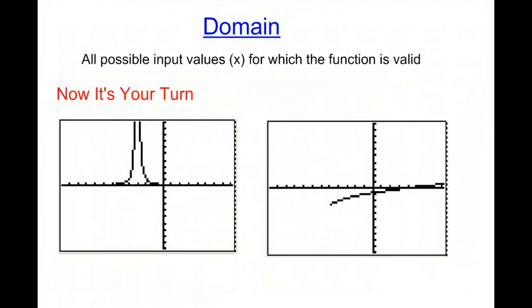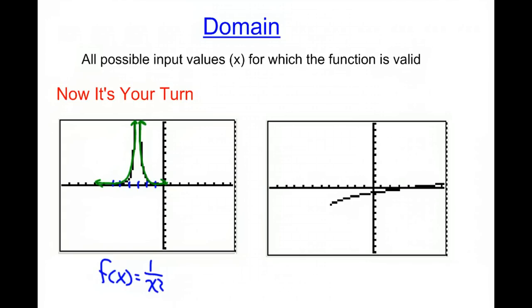Now it's your turn. Here are two graphs for you to try to find the domain for. So the first one is our parent function, f of x equals 1 divided by x squared. So we have our x, -1, -2, -3, -4, -5, -6. And we have our graph shown here, and here. So you have to find the domain there.